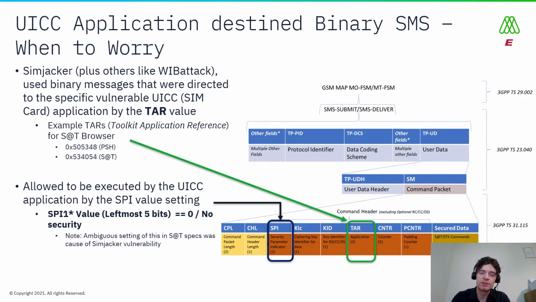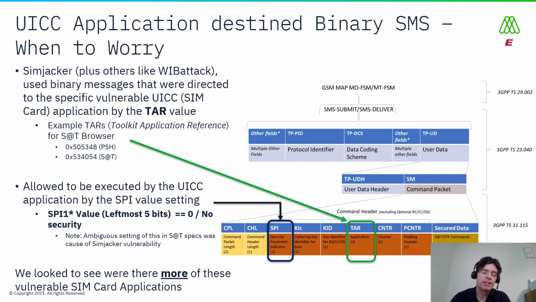And the ambiguous setting of this in the S@T Browser specification was actually the key cause of the Simjacker vulnerability. Essentially, the S@T Browser specification did not specify exactly what to set this SPI value to. As a result, all the implementations which went into all the SIM cards around the world, in the vast majority of cases, did not expect any security to be set, so they accepted commands from any source.